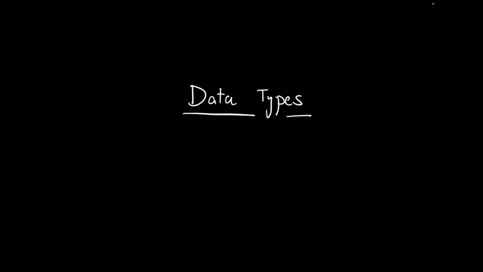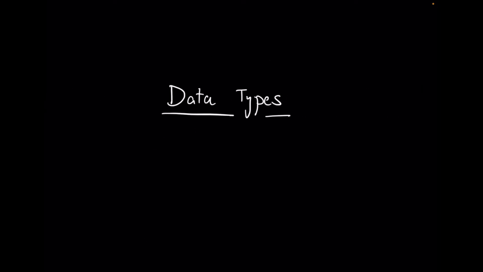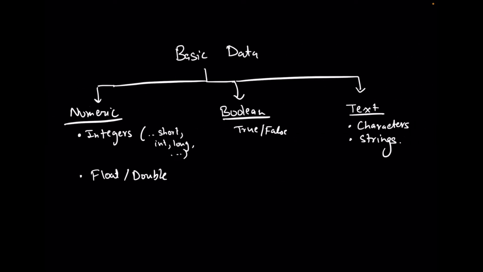Let's now talk about data types. So what are data types? Data types are just categories into which data is classified. So data types are just a classification of data. Now, different programming languages deal with this classification differently. So instead of focusing on a specific programming language, we'll be discussing the basic data types that are common for all programming languages. So the basic data types can be thought of as three data types.